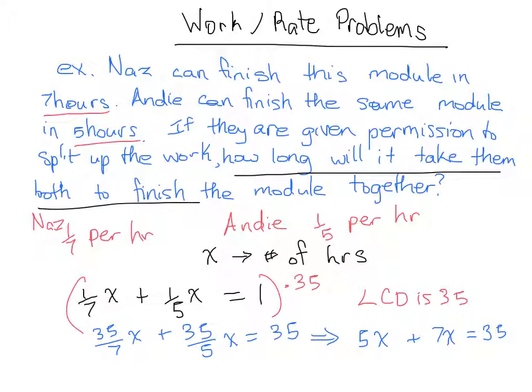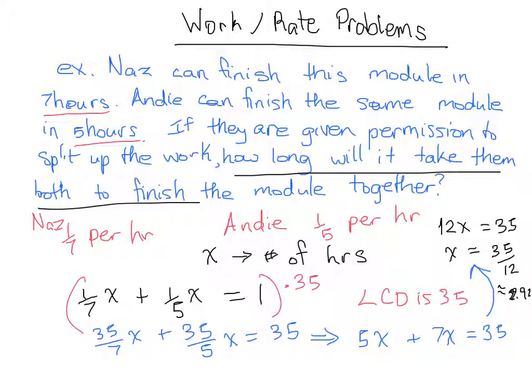All right, I'm going to make that fit. I'm going to go up here to finish the problem. So 7x plus 5x, or 5x plus 7x, will give us 12x, and that is equal to 35. So the number of hours that it takes them to finish the module together is 35 over 12, which is approximately equal to 2.92 hours.